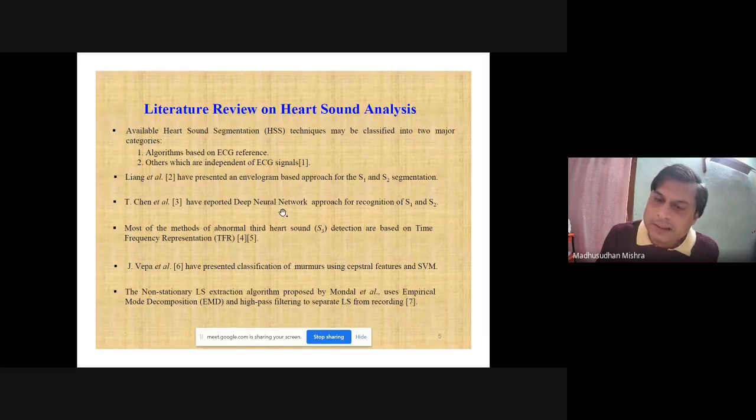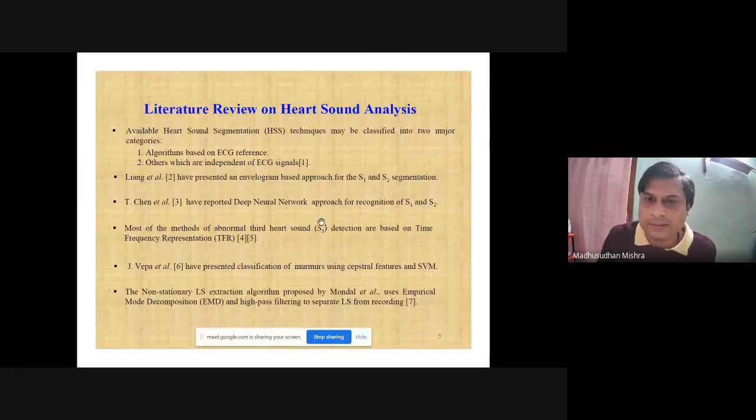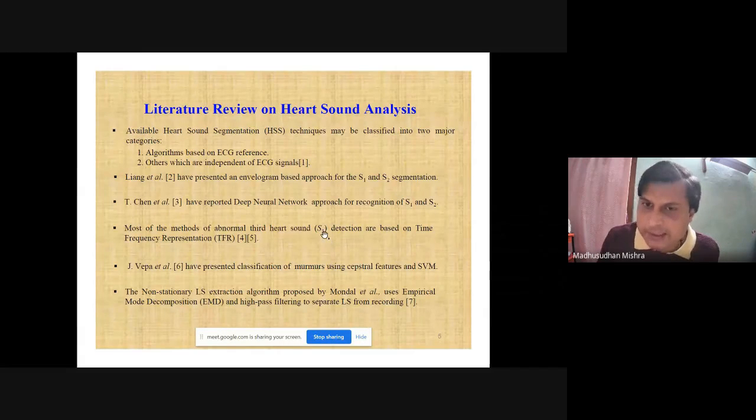Then we know that there are some other heart sound components also in our phonocardiogram signal, like S3. This may be a normal heart sound in the case of children, kids, or some athletes. But the presence of this third heart sound may be an indication of heart abnormalities in the case of adults and elderly people. And we know that this S3 has low frequency and low amplitude as compared to the first two heart sounds, S1 and S2.